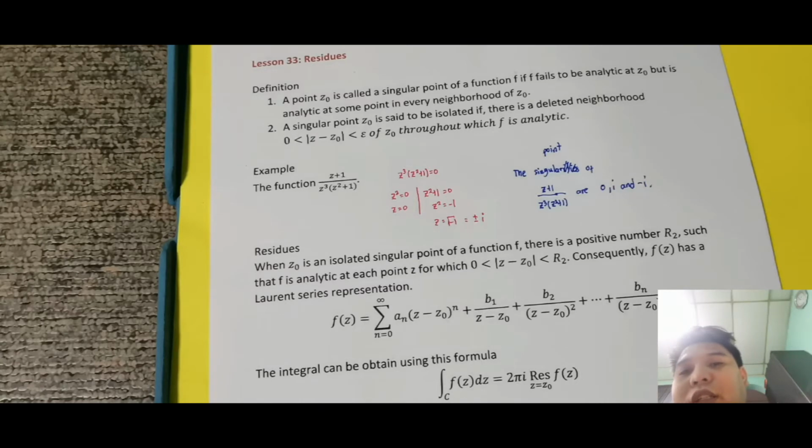So when z0 is an isolated singular point, so again isolated, so nag-iisa siya, of a function f if there is a positive number r2, so radius yan, such that f is analytic at each point z for which 0 < |z - z0| < r2. Consequently, f has a Laurent series representation. So kung napansin mo, kunyari, yung singularities mo is meron kang 0, specific 0, tapos meron pang r2. So sabi nga niya, yung f has a Laurent series representation. So ito nga importante dito.